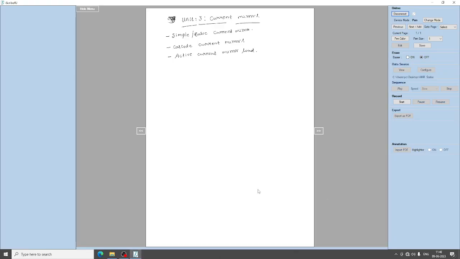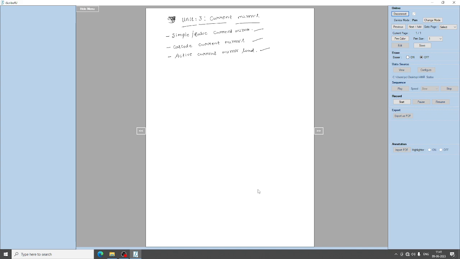Hello everyone. Today we will start with the third unit, which is current mirrors. In today's discussion we will cover three important circuits: the simple basic current mirror, the cascode current mirror, and the active current mirror as a load. So today we will be discussing these three topics from the third unit.